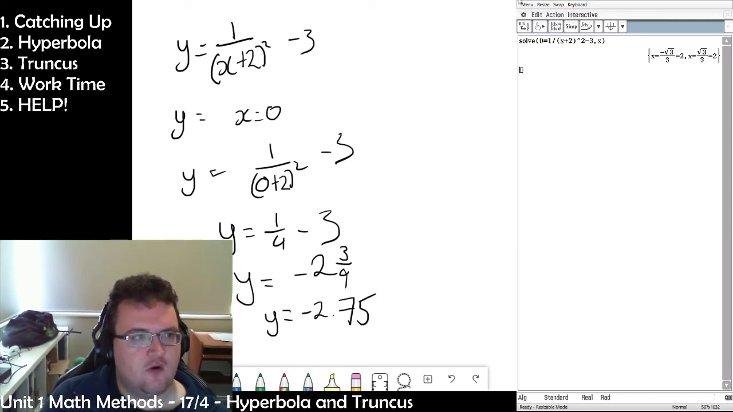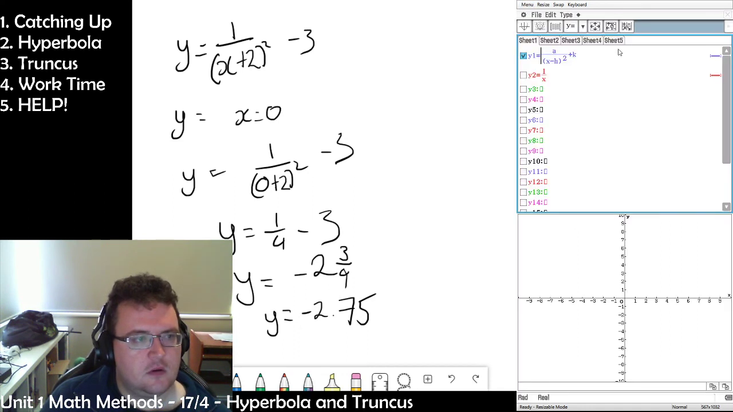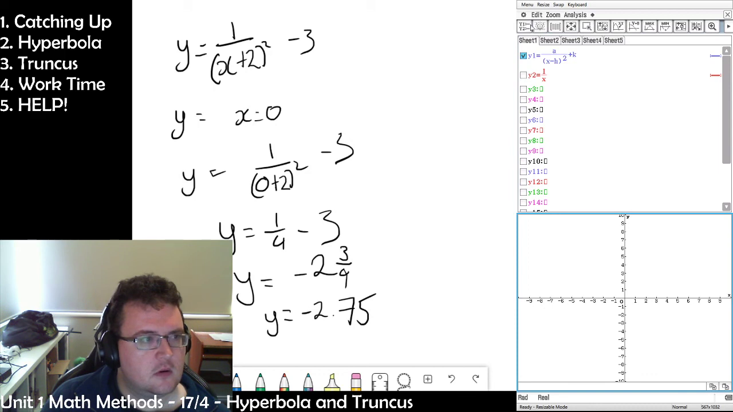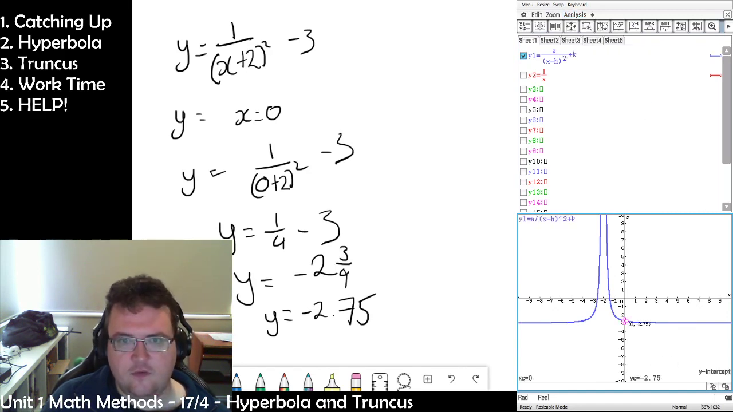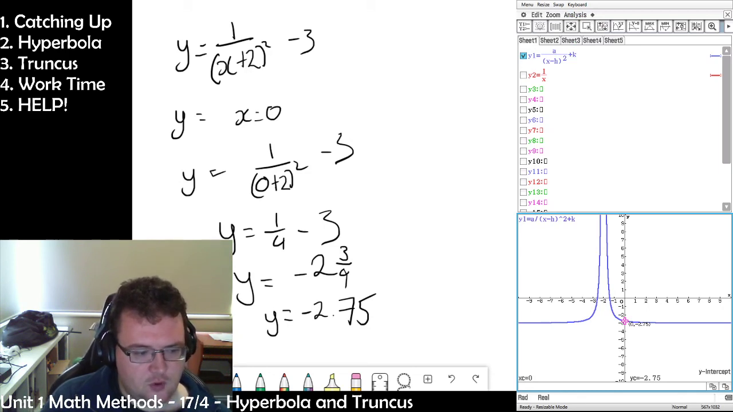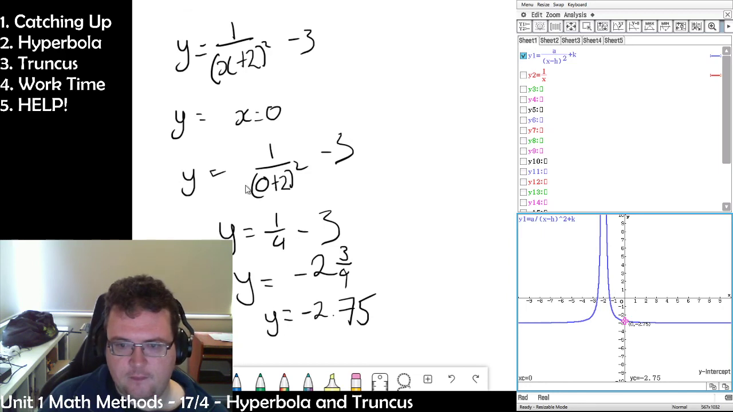And we'll go back to our graph because it hasn't gone anywhere. We go Analysis, G-Solve, y-intercept, and there it is. y equals negative 2.75.